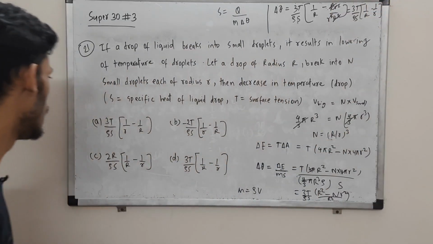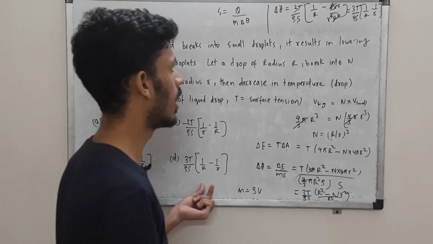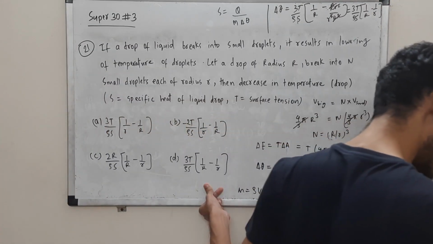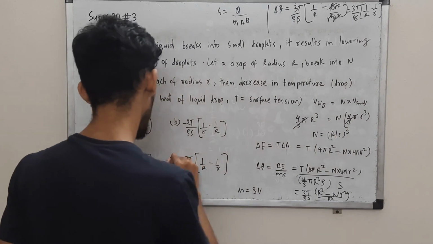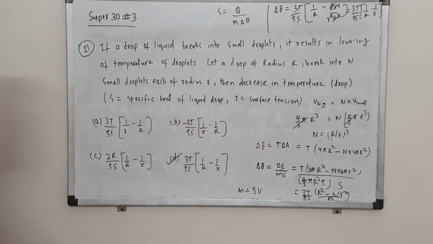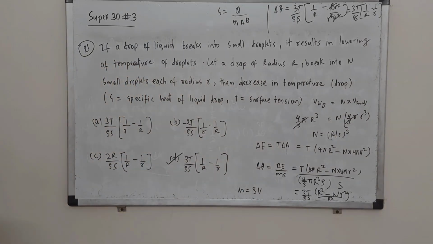Okay, 3t by rho s, 1 by capital R minus 1 by small r. Let me verify that. Yes, option D is correct. Okay, option D is the correct choice over here. Let's move to the next question.